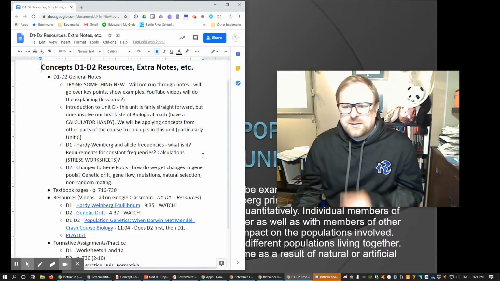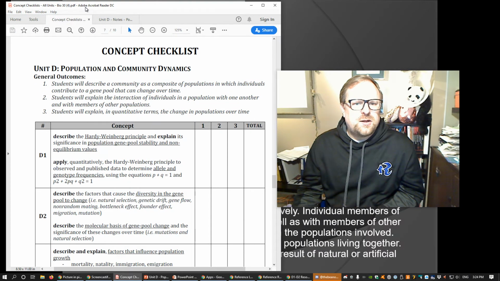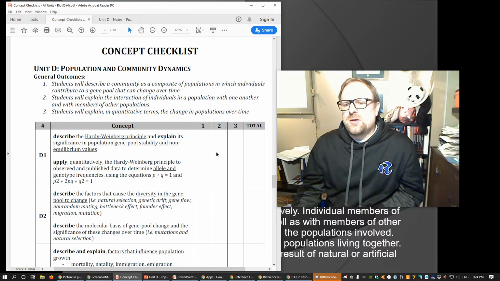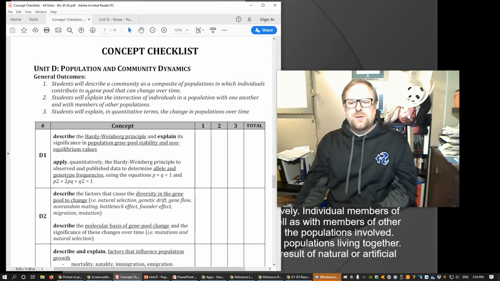All right, so let's introduce Unit D. Unit D is our very last unit. It's called Population and Community Dynamics. There are 3 major outcomes that you are going to be covering over the course of the unit, and I will cover them in the notes as I always do.